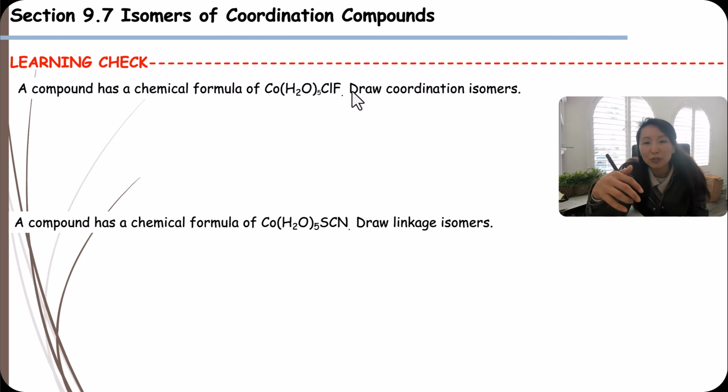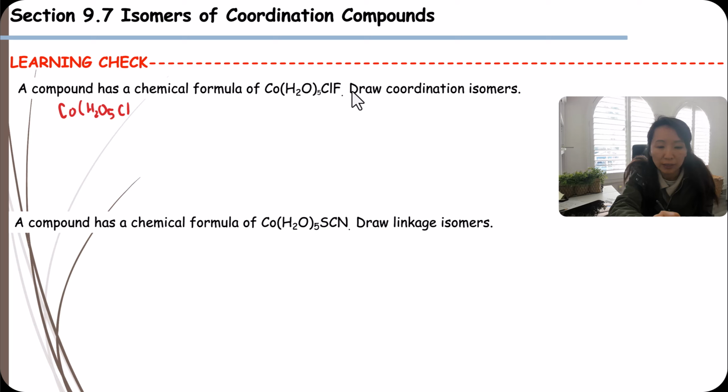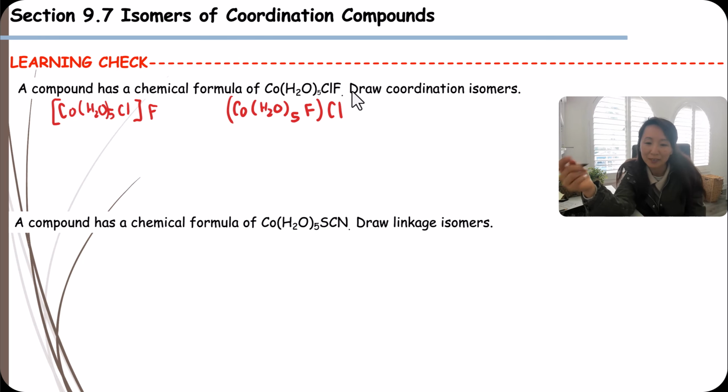If I were to write out the chemical formula with brackets, we can have cobalt and H2O5 and chlorine, all inside the bracket, and then the fluorine outside. Or we could have cobalt with water and then 5 fluorine, with the chlorine outside. So let's draw the coordination isomer. The coordination isomers might look like this.